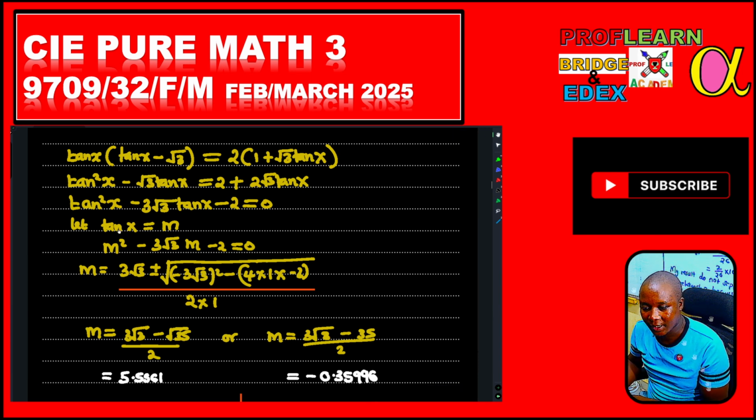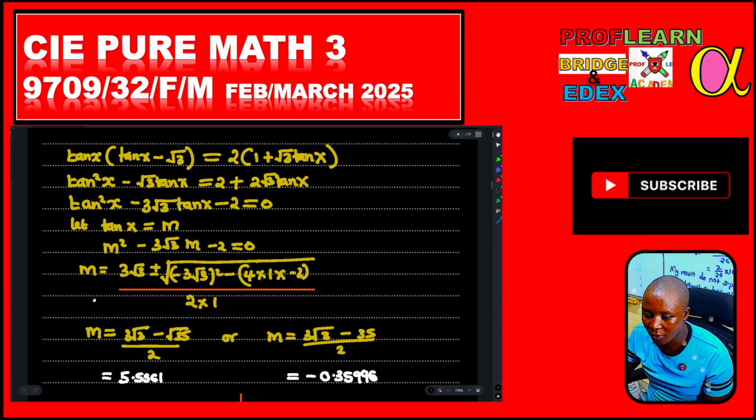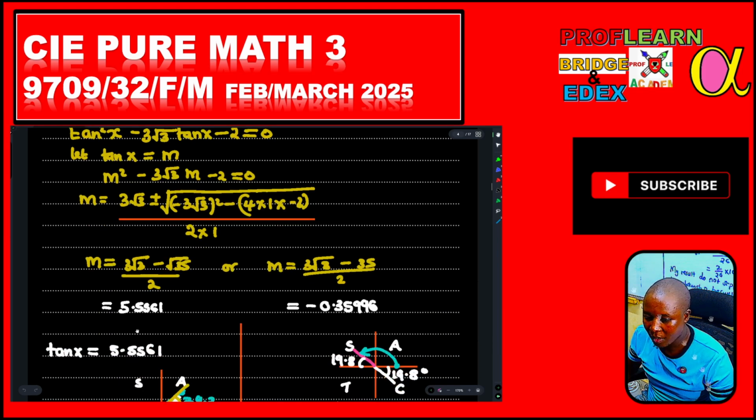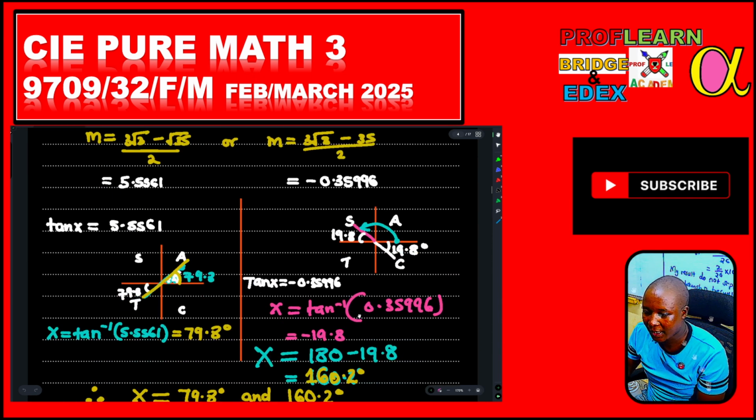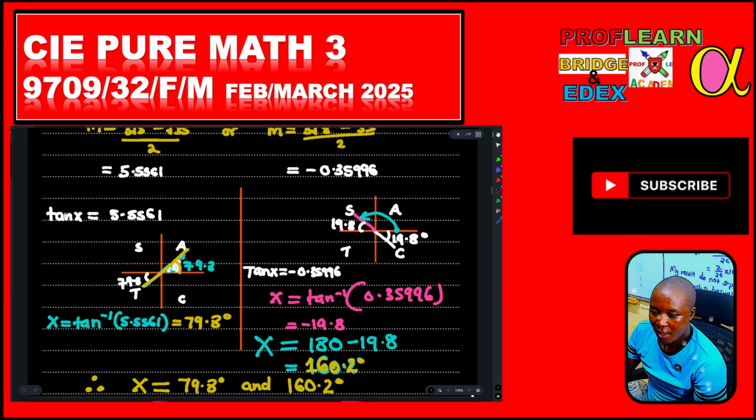We can let tan x be m. Now we are going to form a quadratic equation. m squared minus 3 root 3 m minus 2 equals 0. And if you work it out, you are going to get the value of m being equivalent to 5.5561 and another value of m being negative 0.35996.